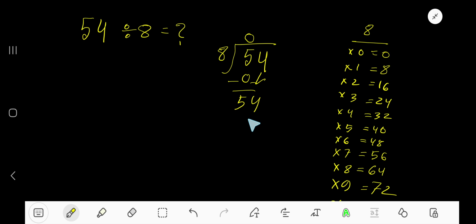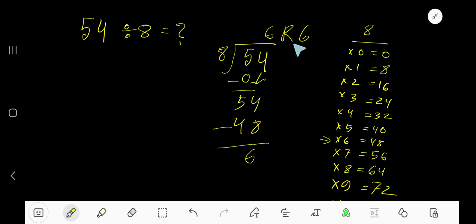8 goes into 54 how many times? 6 times 8 is 48, 7 times 8 is 56. 56 is greater, so 6 times. 6 times 8 is 48. Subtract, we are getting 6. Now our answer is 06, remainder 6. That is 6, remainder 6 is our answer.